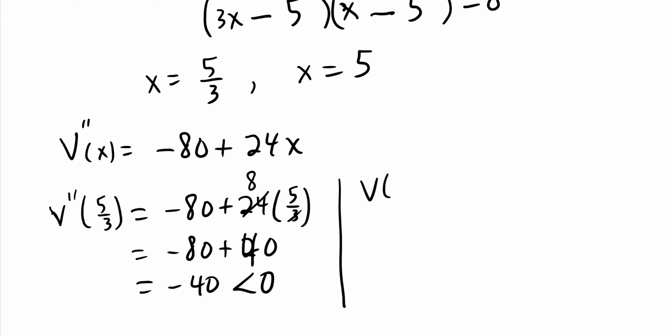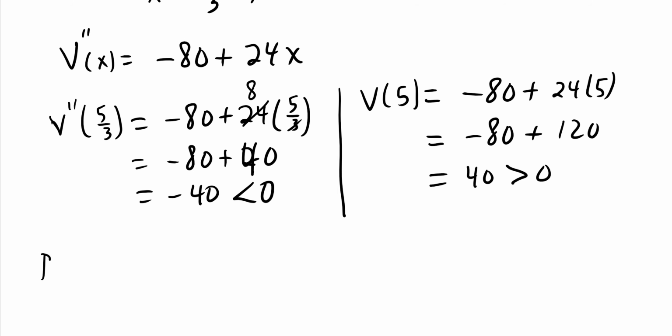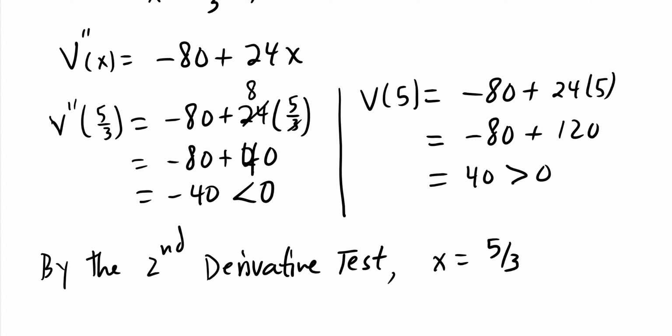What about the other one? If we try V double prime of 5, let's see what we get. Negative 80 plus 24 times 5. What does that give us? Negative 80 plus 120. That's 40. That's bigger than 0. To maximize it, it has to be concave down. Concave down means the second derivative must be less than 0. So this means we can say by the second derivative test, x equals 5 over 3 works.